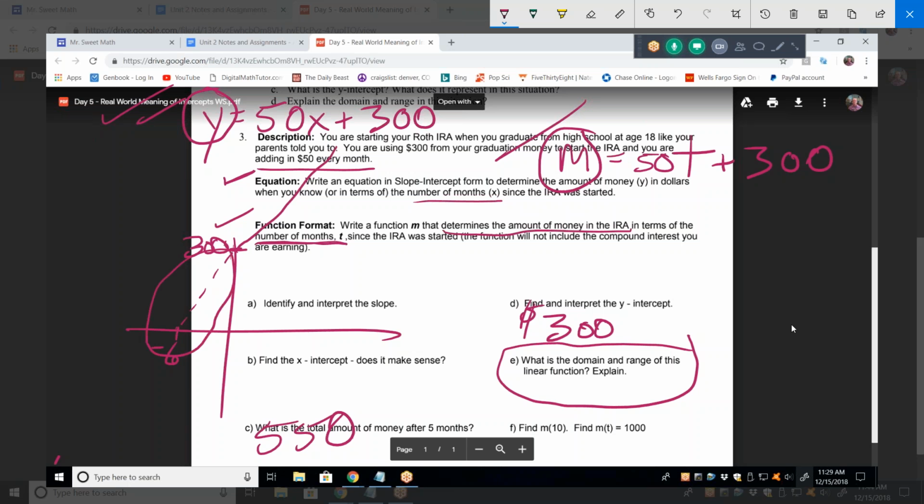Our domain goes from 0 months to what? 300. No. Oh, no, to infinity. Exactly. We can leave that investment in there forever. In other words, this line goes all the way to the right. Which means, and I'll write it, x has to be greater than or equal to 0 and less than or equal to infinity.